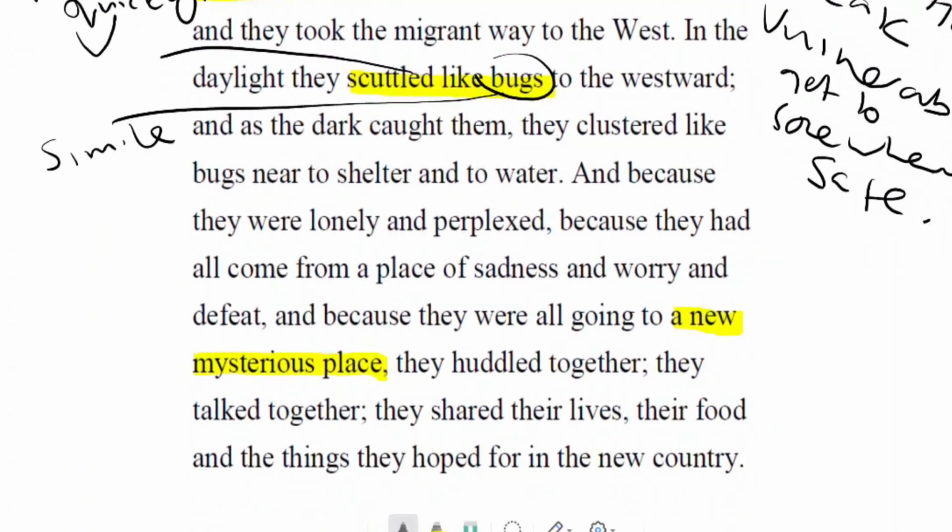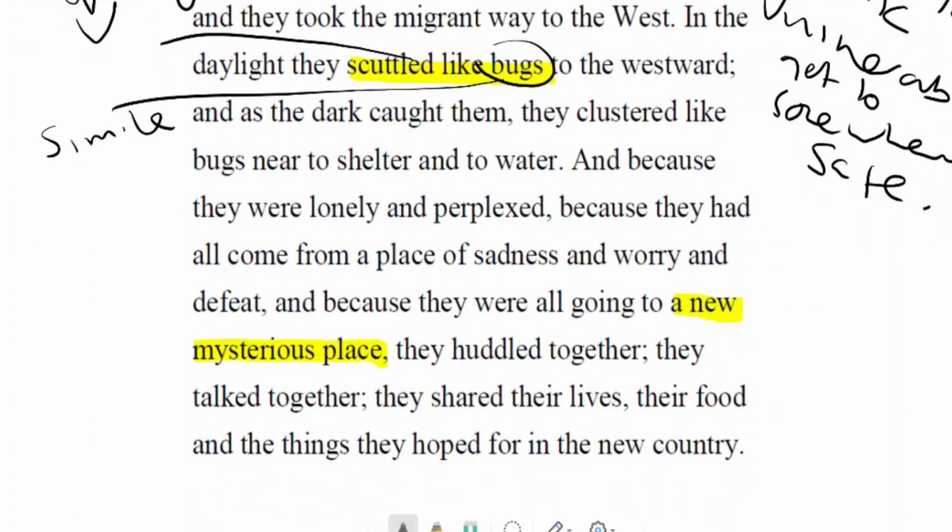And you really don't need to make extensive annotations because you don't have time, but as long as you know kind of what you are going to say. So we've got this adjective here, they're going to a new mysterious place.